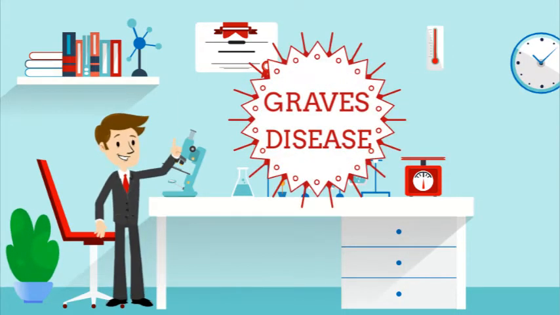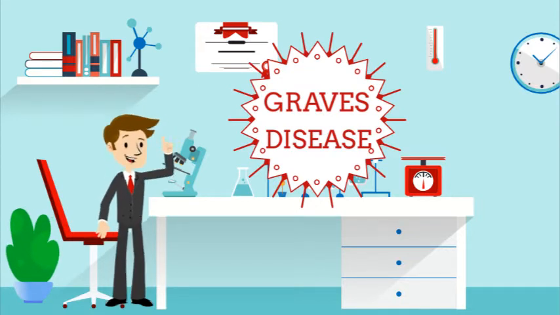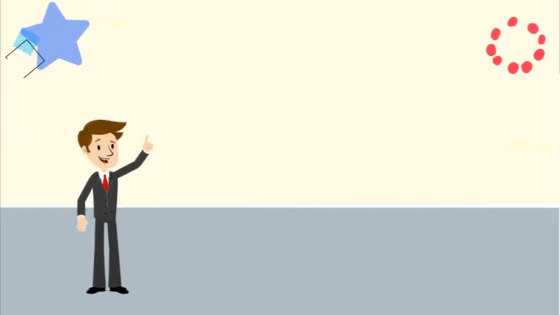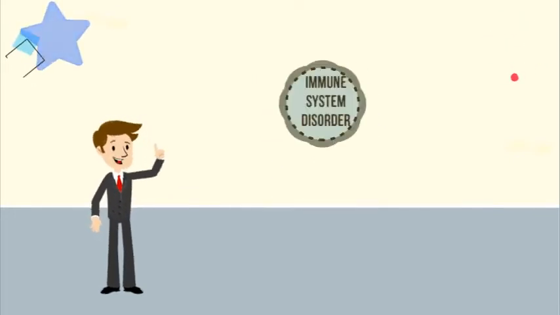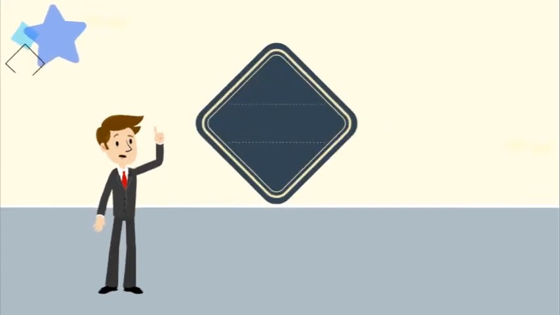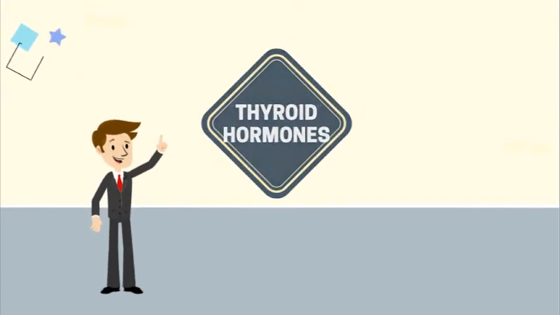So, for the topic for today, I guess we'll discuss Graves' disease then. So, what is this so-called Graves' disease? Graves' disease is one of the most common of all thyroid problems. It is an immune system disorder that results in the overproduction of thyroid hormones, or what we can call hyperthyroidism.